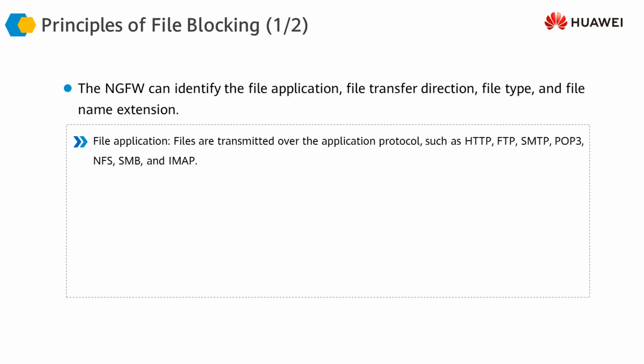Then we can check or identify the files based on the transfer direction, whether the file is being uploaded or downloaded. So we could check only the files that are being downloaded, and we are not checking the files that are being uploaded. So it's up to us. Either we can check the downloaded files or the uploaded files, or both.